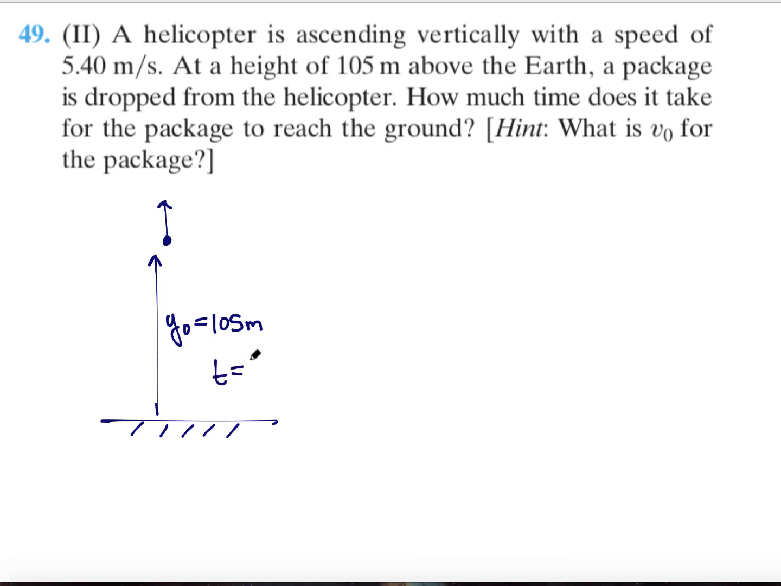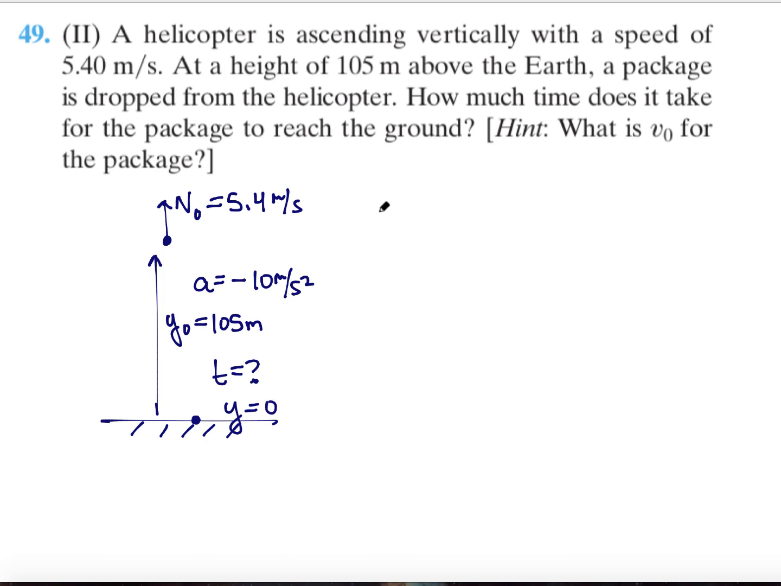So I'm looking for time. I know that acceleration is going to be negative 10 meters per second squared for g. And I want to know what v naught is for the package. Well, if the package is in the helicopter and it drops it, then the package has to be going the same speed as the helicopter when it's let go. So if the helicopter is going 5.4 meters per second up, then the package must be going 5.4 meters per second up. So here are my 4 things, and I know that when this package crashes into the ground, my final position is going to be 0.